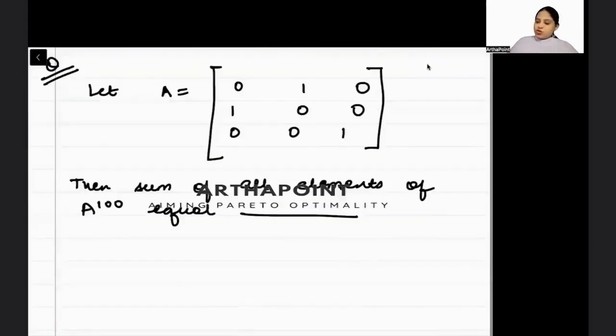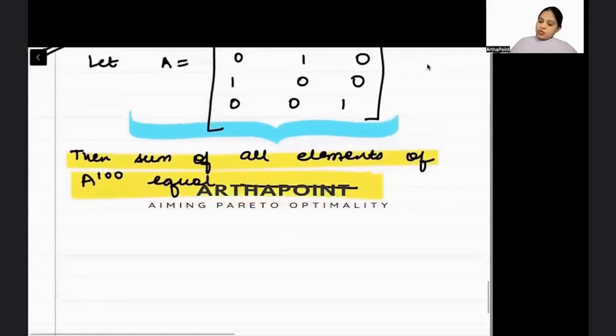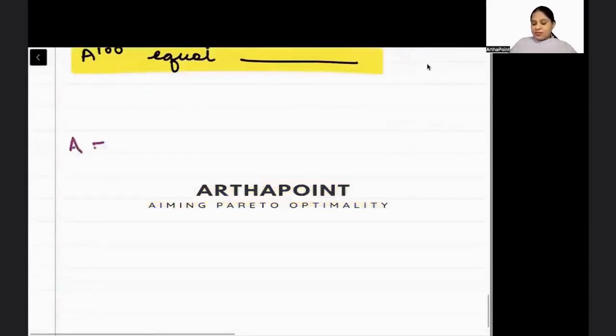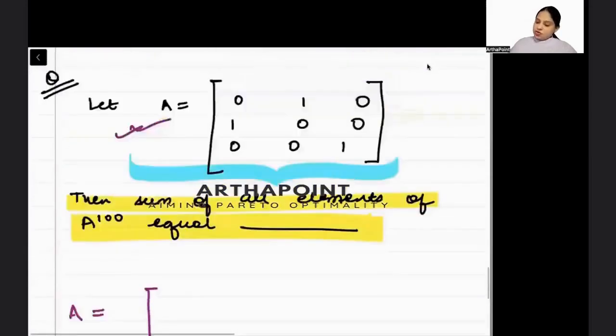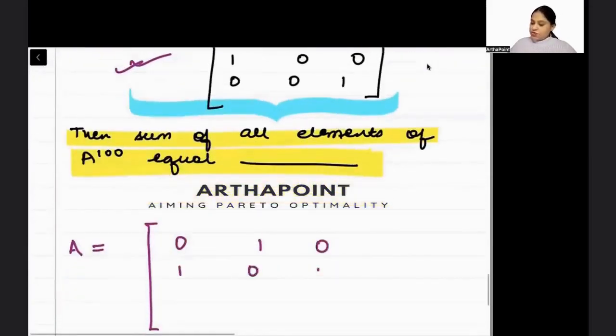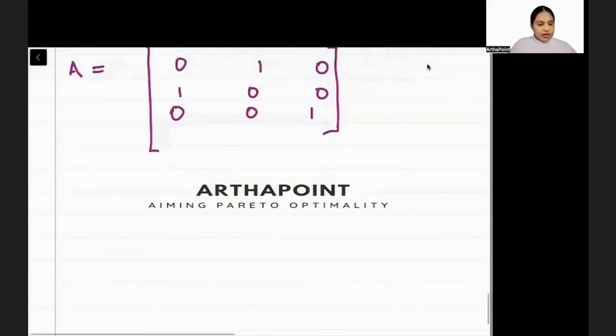To look at today's question, beta देखो ध्यान से, you're given a matrix A and it is asking the sum of all elements of A to the power 100. ठीक है, देखो आपको मैट्रिक्स A दिया हुआ है. So matrix is given to you as 0 1 0, 1 0 0, 0 0 1. But let's find A square. A square निकाल के देखते हैं.